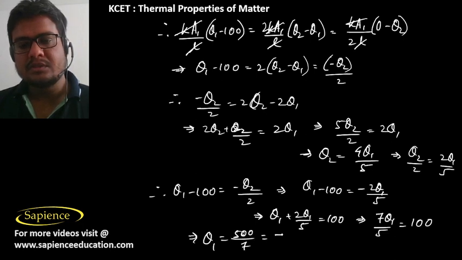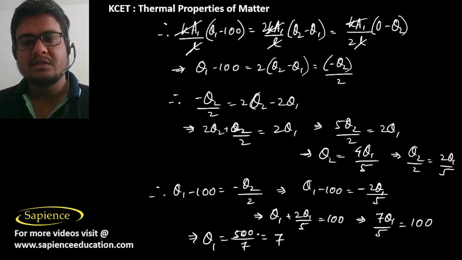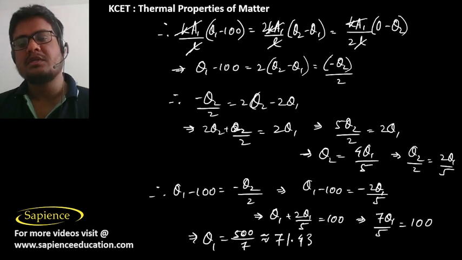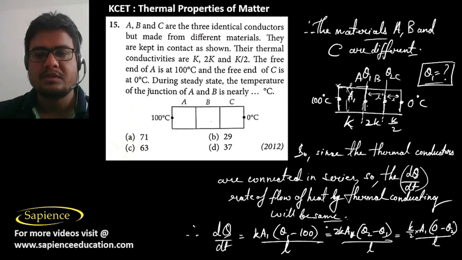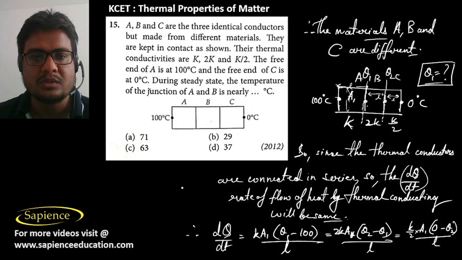So that is how much? 7 7s are 49, then 10, so 7 1s are 7, then 30, then 7 4s are 28, 7 3s are 21. So it is approximately 71.43 degrees Celsius. So the closest answer is option A. Option A is the correct answer.